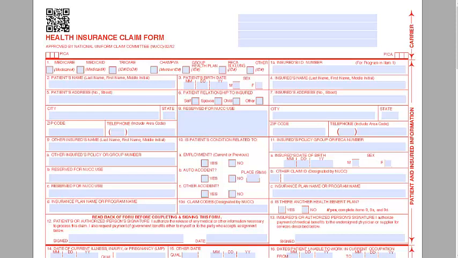What I'd like to do now is to show you how to fill out a CMS 1500 form for a patient who has Medicare insurance. We will start with the carrier information at the top of the form, and just like we have with all of our other forms, we need to make sure that all of the information that is put into the form is in capital letters.